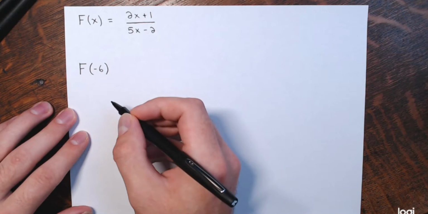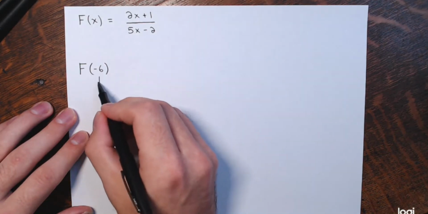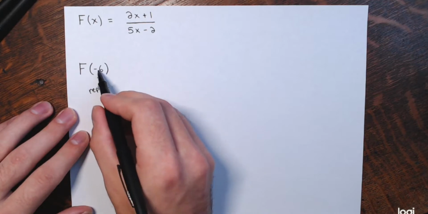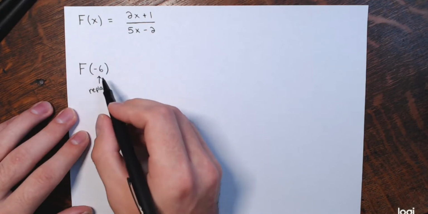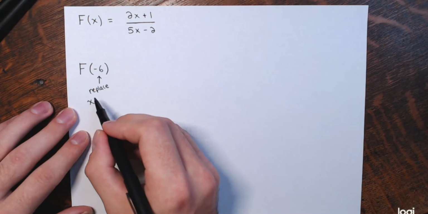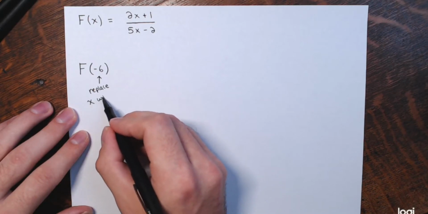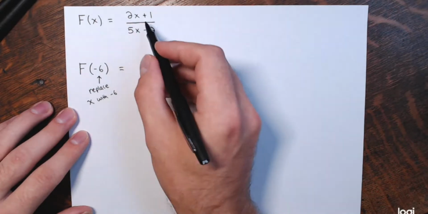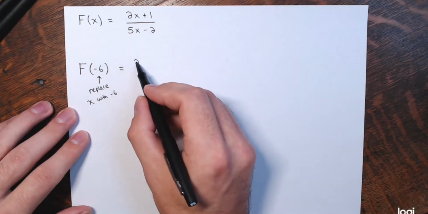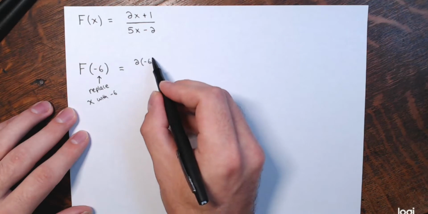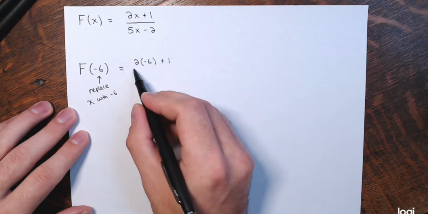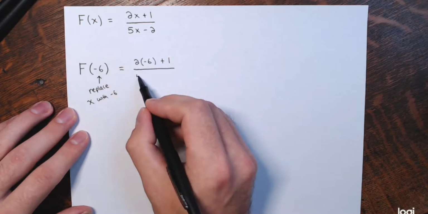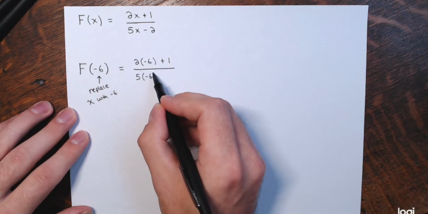Right? So once again, this just means replace x. Right, so there's a number in parentheses here, this expression in parentheses. Just replace the input, replace that variable x with -6. And let's do that over here. So the numerator would be 2 times -6 plus 1 divided by, and the denominator, 5 times -6 minus 2.